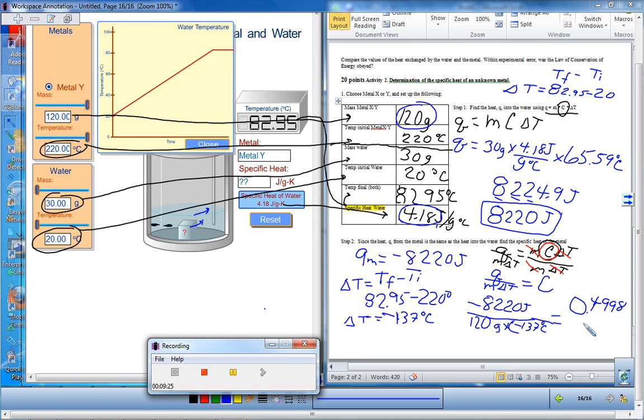So there we are. 0.4998. We've got to round it to 3 significant digits. The 8 is going to change the 9 to a 10. That's going to change that 9. So it'll change everything. So it'll be 0.500. And the units would be joules per gram degree C. All right. So there's an example of how you do everything.